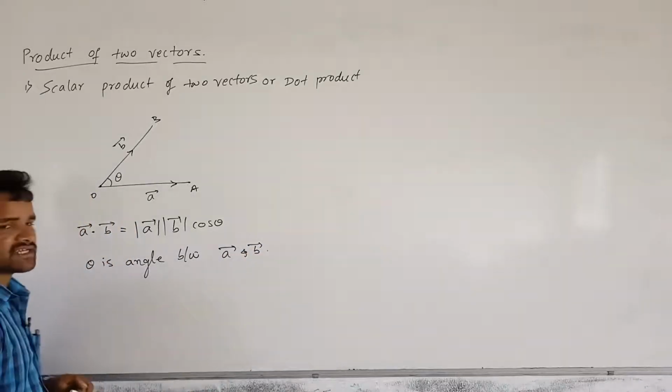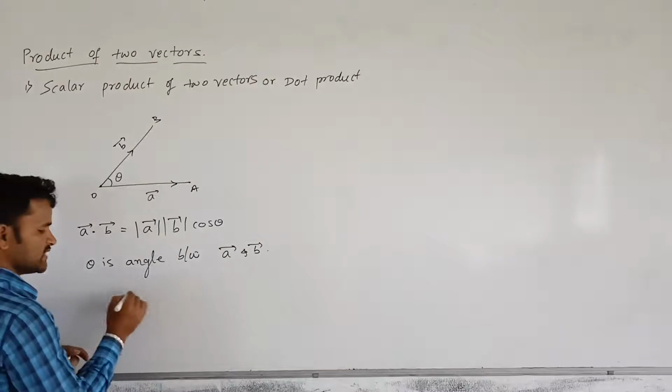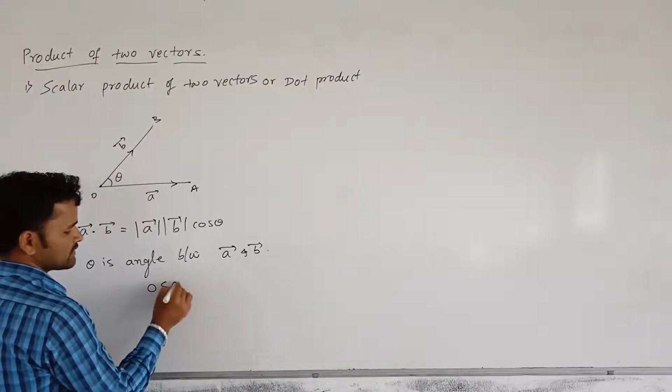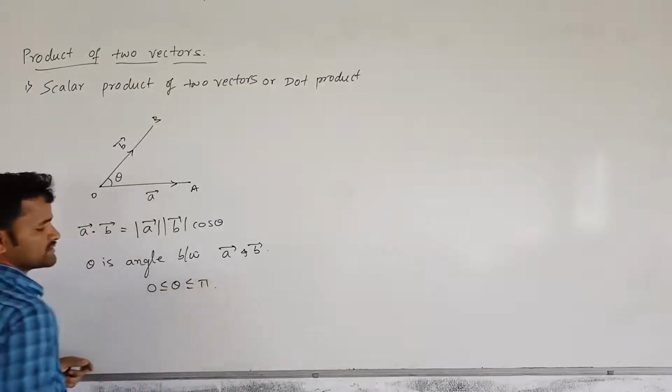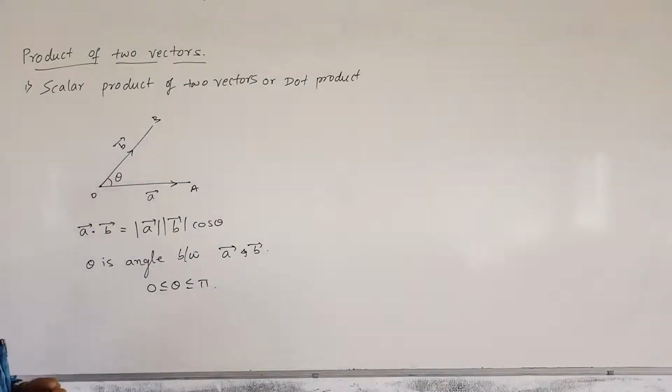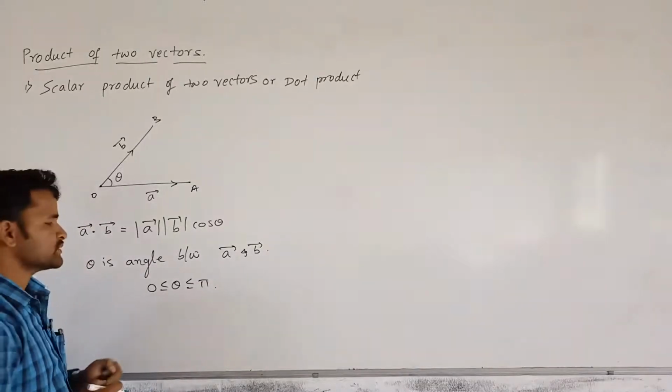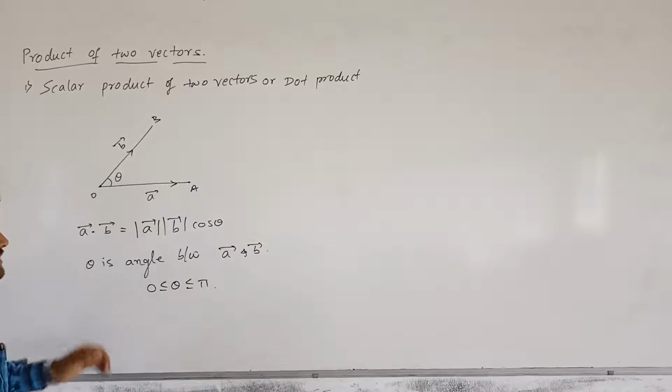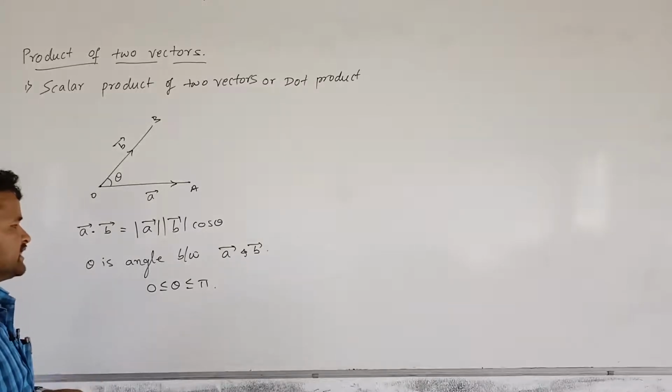And what can be the theta range? Theta range can be 0 less than or equal to theta less than or equal to pi. So, theta can take the values from 0 to pi, 0 to 180 degrees. It can take 0 also, it can take 180 degrees also.